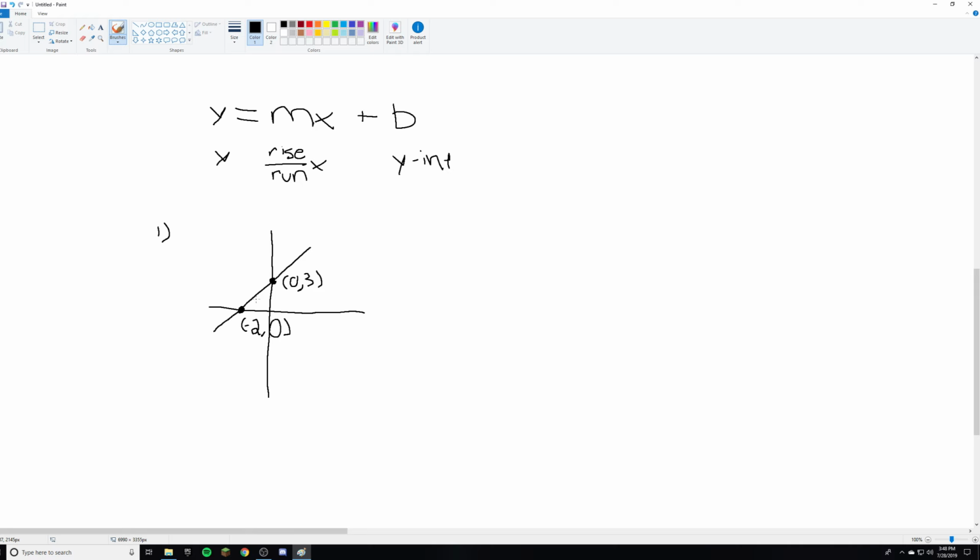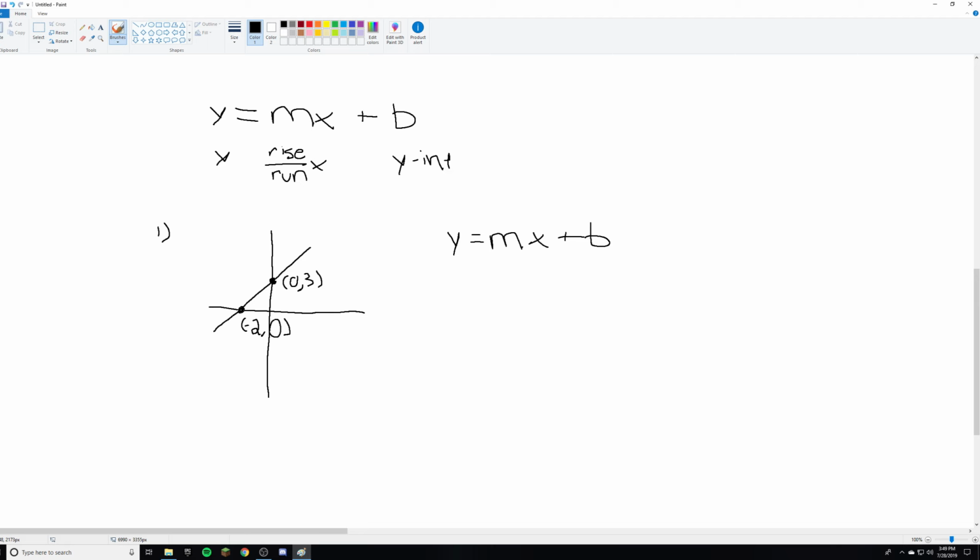In this graph, it is a positive slope because as it is going up, it is also going to the right. That means the slope, which is m, will be positive. To start off this equation, we're going to write the base equation, y equals mx plus b, and then find each component. First, we're going to find the slope.